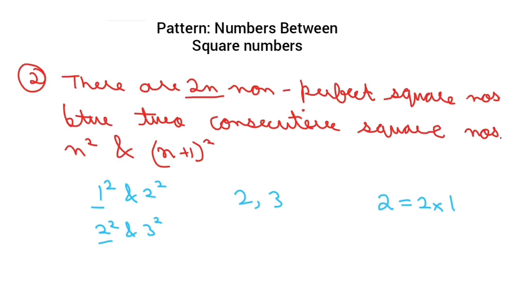Now let us take another example, 2 square and 3 square. Now you have to tell me how many numbers are there in between which are non-perfect squares. Yes, it is 5, 6, 7 and 8. So how will we find this? Just n is equal to 2 and 2 into 2, that is 4. So directly we can say 4 non-perfect squares are in between. Now with the help of this concept you can easily find non-perfect square numbers between n into consecutive numbers.